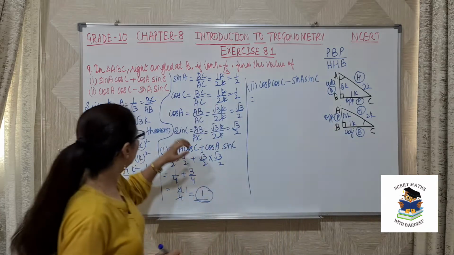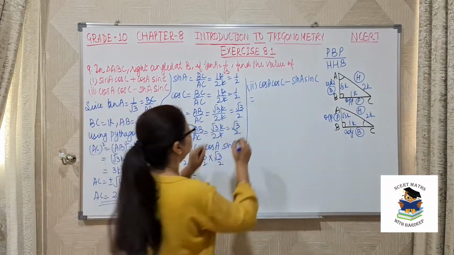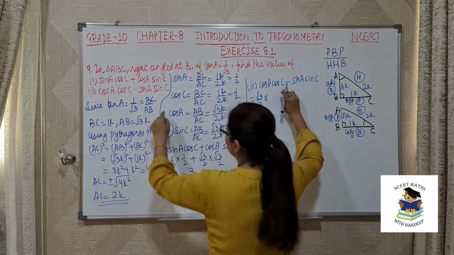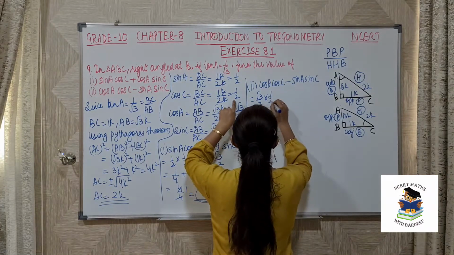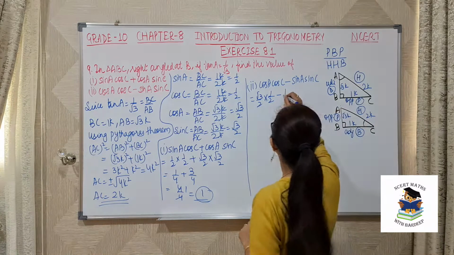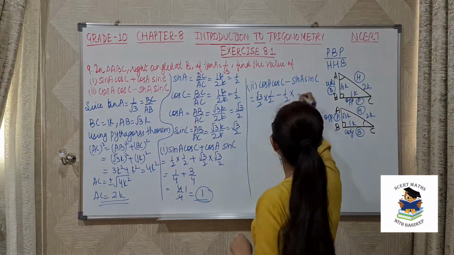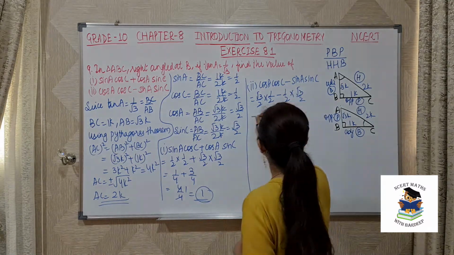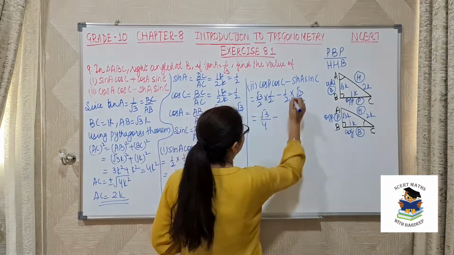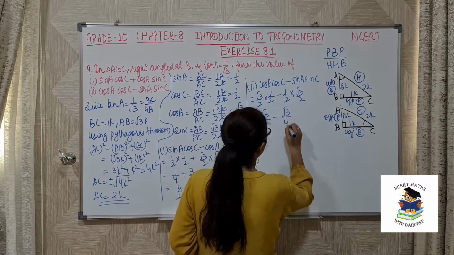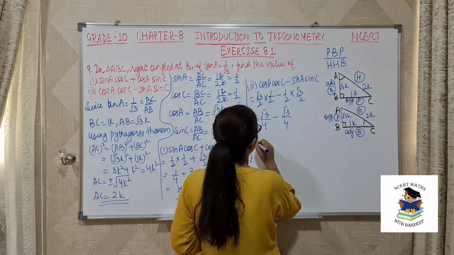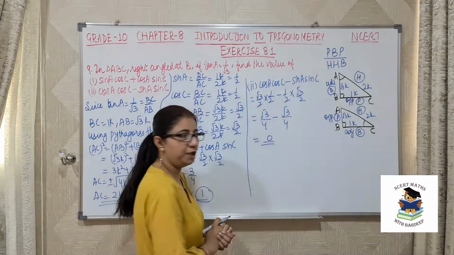Let's put the values. Cos A is root 3 by 2 multiplied by cos C. Cos C is 1 by 2 minus sin A. Sin A is 1 by 2. Sin C is root 3 by 2. Okay, so this is root 3 by 2 into 2, which is 4, minus root 3 by 2 into 2, which is 4. So these are like terms with opposite signs. So these will be cancelled and our answer is 0.